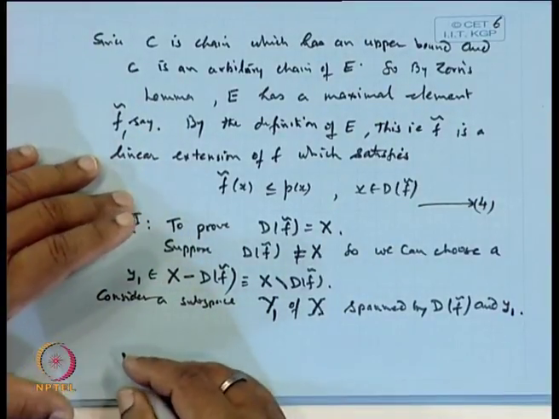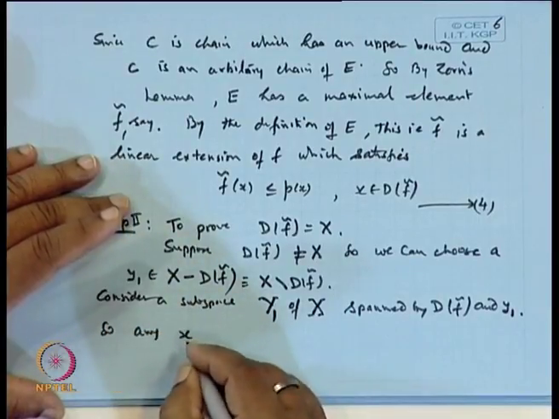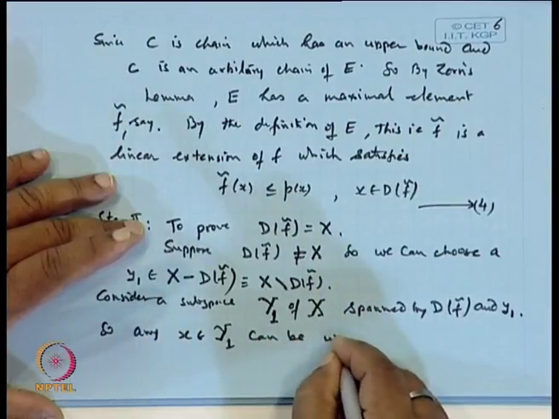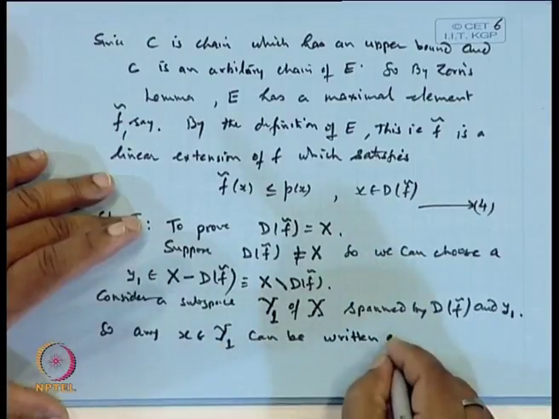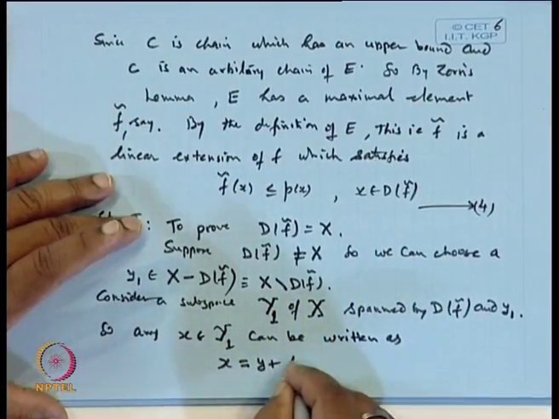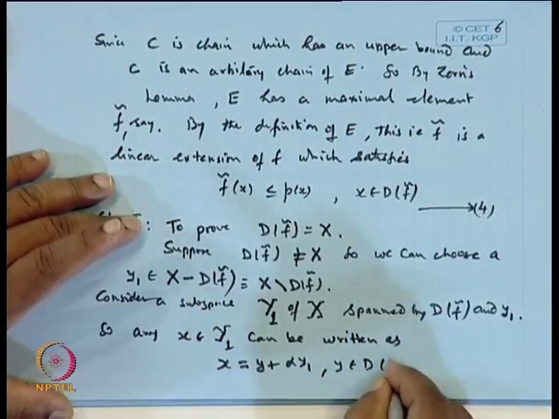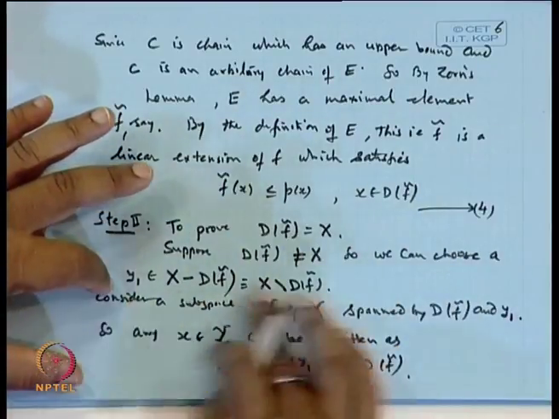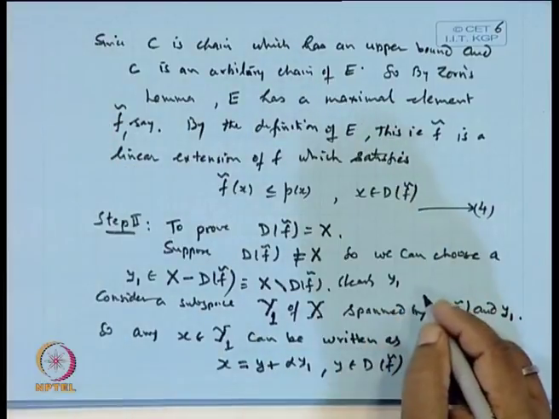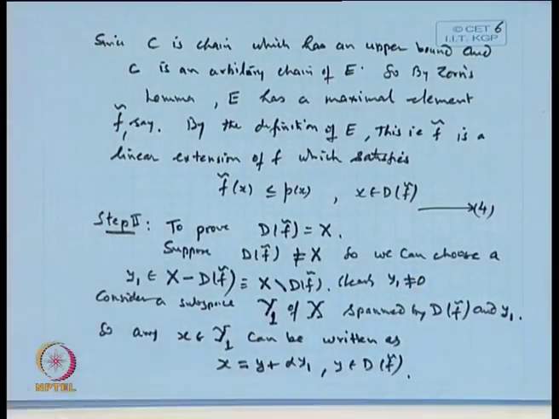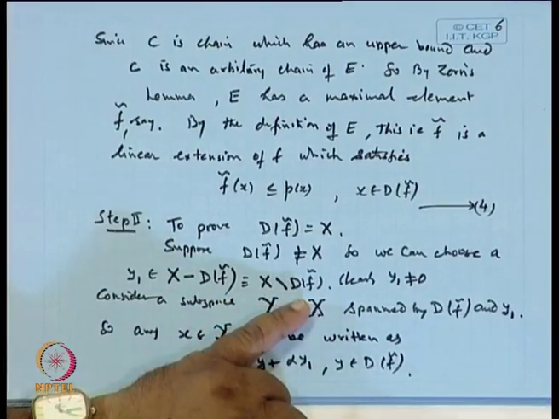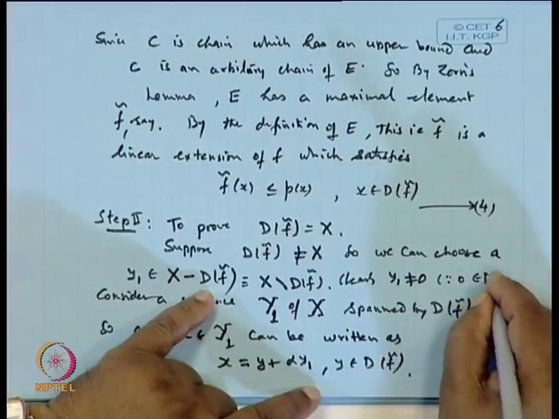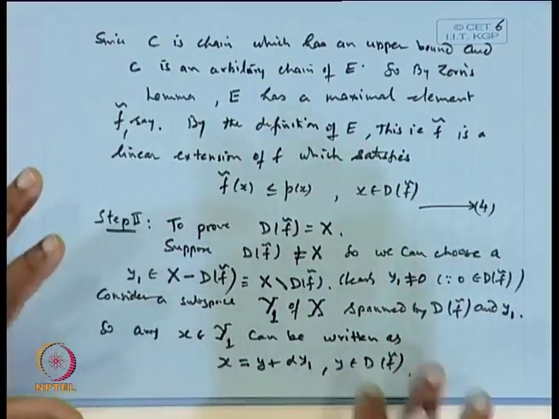So, any x belonging to this subspace can be written as x is equal to y plus alpha y1, where y is an element in the domain of f delta. Now, one more thing: clearly this y1 is not equal to 0. Why is it not equal to 0? Because the domain of f delta contains 0, and y1 is a point which is not in the domain of f delta. The domain is a vector space and it contains the 0 element. So, y1 will be different from 0.